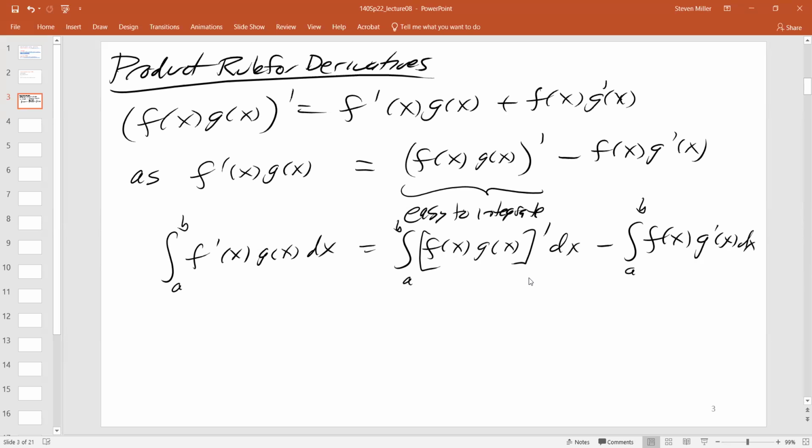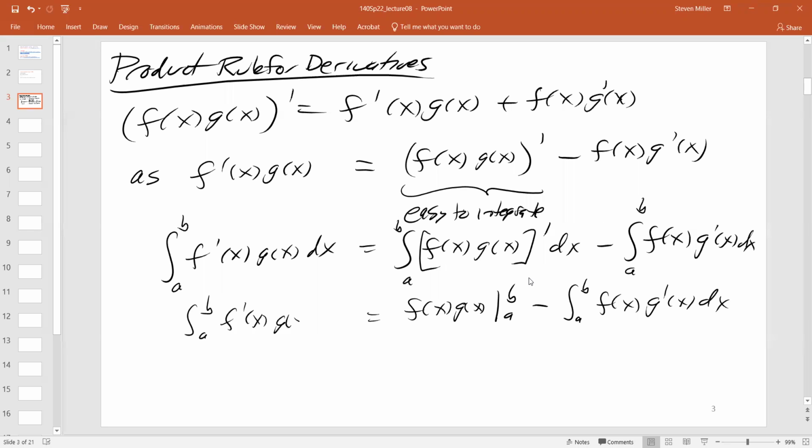And the second one is going to be really easy. It's just f of x g of x evaluated at a and b minus the integral from a to b of f of x g prime of x dx. And this is the integral from a to b f prime of x g of x dx. And normally the way we write this to try to remember what's going on is we write this as the integral from a to b of u dv equals u at a b minus the integral from a to b of v du.